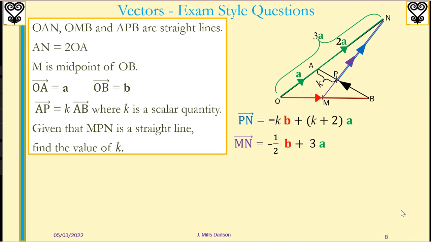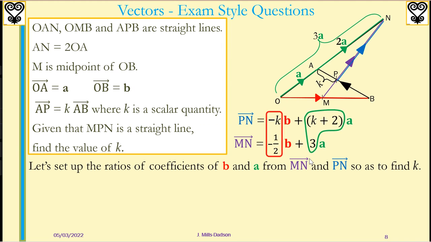Okay. Now we come back to our rule. This is what we got for PN. This is what we got for MN. Now, if we go by what the question says, that MPN is a straight line, then it means that PN is a multiple of MN. If we happen to know the values, you could just check and see, oh, K is this or K is that. But here we have K on B and we have K on A as well. So it means that the ratios of their coefficients should be equal for it to really become a straight line.